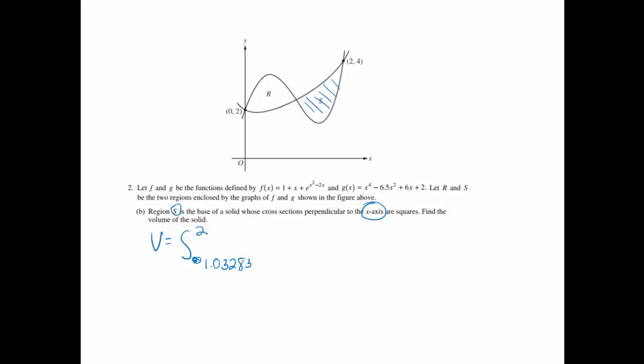Okay, so that means I'm going to be going from 1.03283 to 2, okay, and then we know that the area of a square is side squared, so we'll be putting side squared there. Our side squared would be the top minus the bottom, so the top minus the bottom will be f of x minus g of x, and it will be that quantity squared. And then from here we can use math 9, and we should get for this one 1.283.